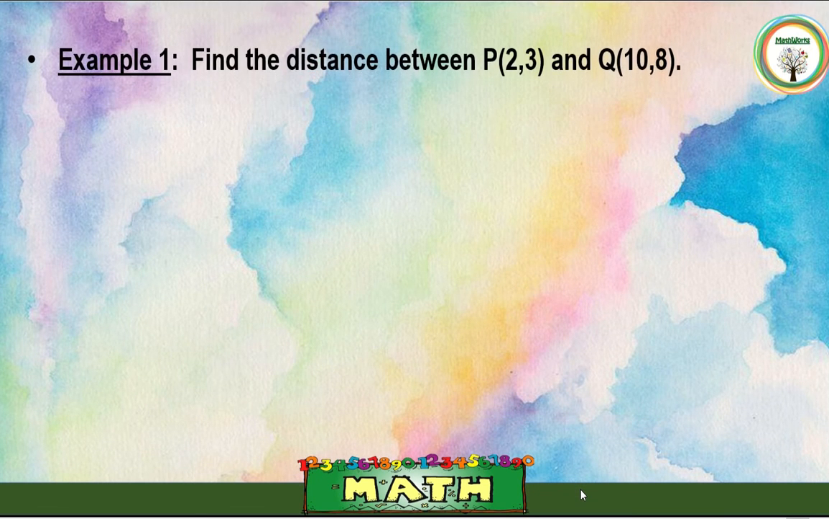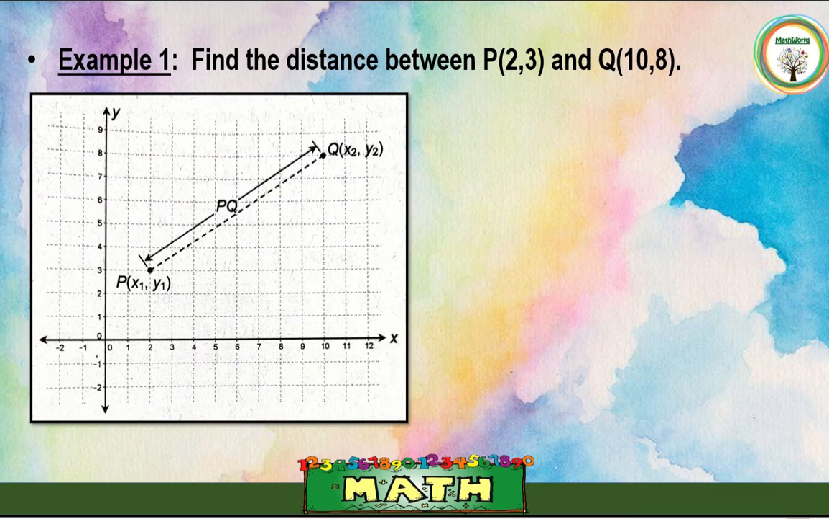Let's have an example. Find the distance between point P (2, 3) and point Q (10, 8). So this is an illustration of point P and point Q. As you can see, point P is located at (2, 3), and point Q is located at (10, 8).